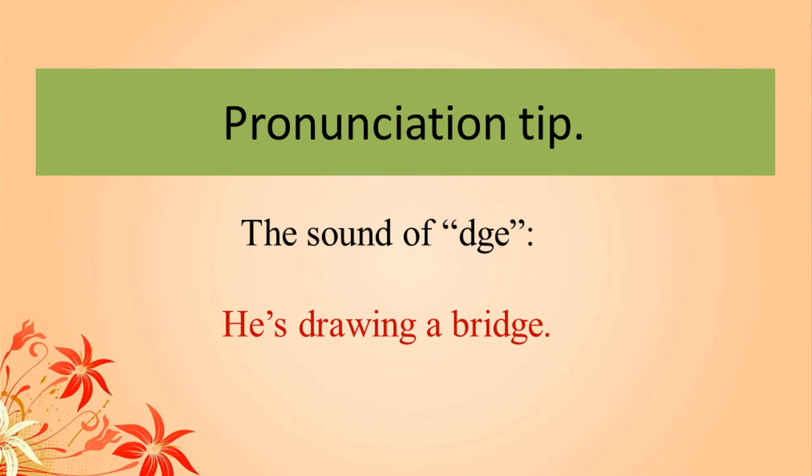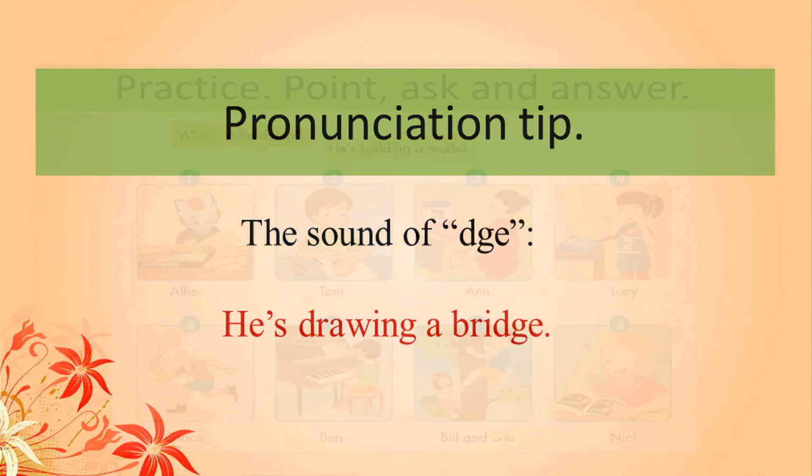Pronunciation tip. Listen. He's drawing a bridge. He's drawing a bridge. Now listen again and say, He's drawing a bridge. He's drawing a bridge.